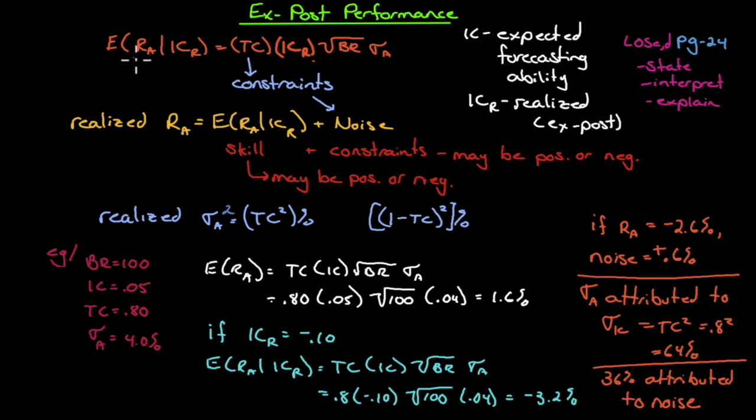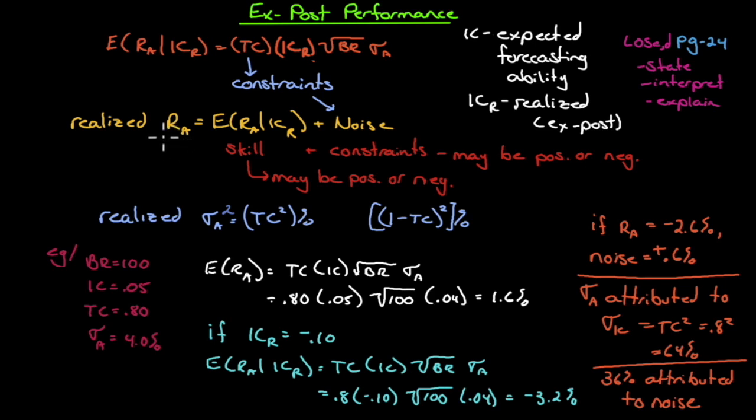So here's what we're going to do. We can calculate the expected active return conditional on the information coefficient being realized. We know what it is equal to: TC, that's our constraints, multiplied by the realized information coefficient, multiplied by the square root of BR, and of course the active risk. We've seen this before. If we don't have the condition, the expected active return is equal to all of this without the R. So we can rewrite this in terms of the realized active return. This is realized now. We can measure this.